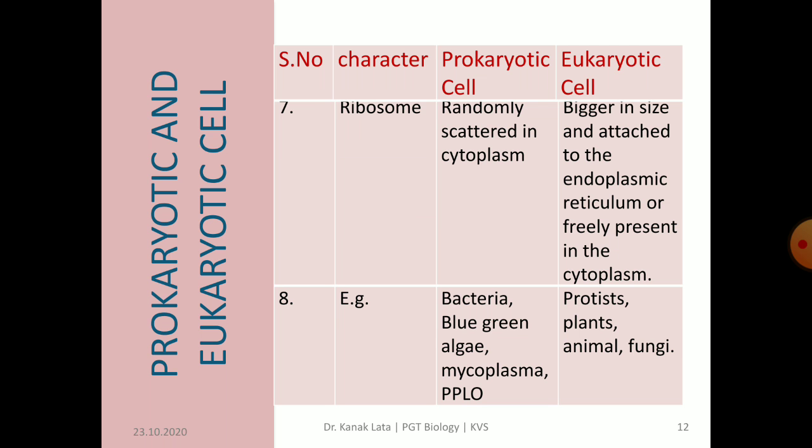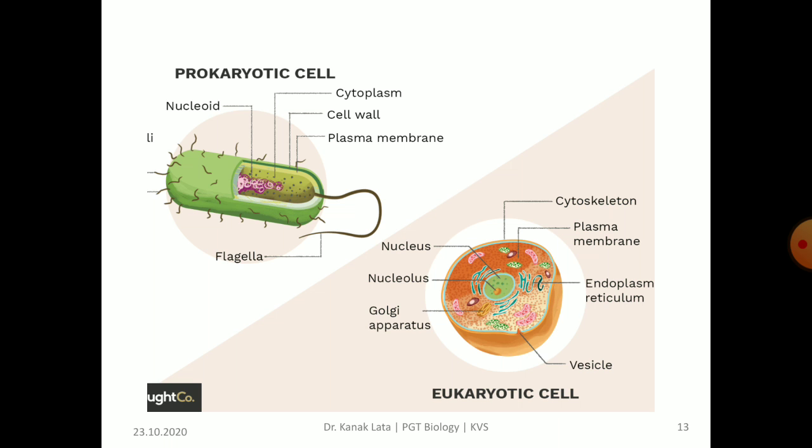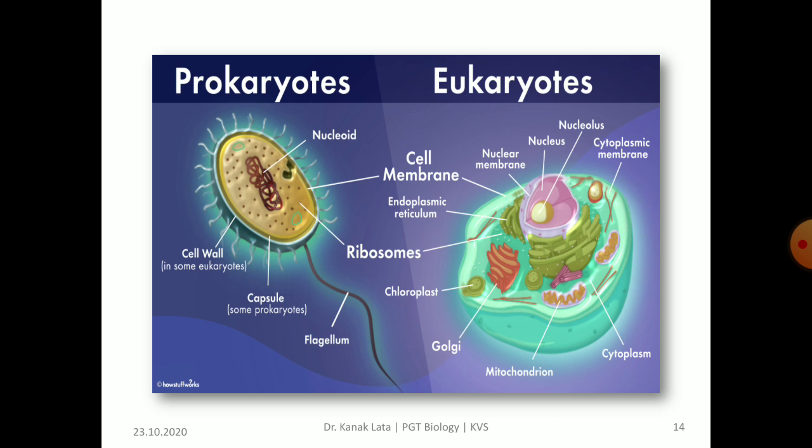In prokaryotes, ribosomes are randomly scattered within the cytoplasm, but in eukaryotic cells, ribosomes are bigger and are attached to the endoplasmic reticulum or freely seen in the cytoplasm. Examples of prokaryotes are bacteria, blue-green algae, mycoplasma, that is PPLO, pleuropneumonia-like organism, and examples of eukaryotes are protists, plants, animals and fungi. Here in the given figure, you may observe the prokaryotic and eukaryotic cell.